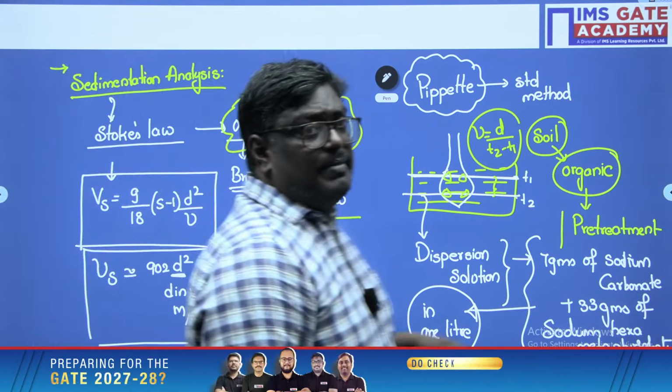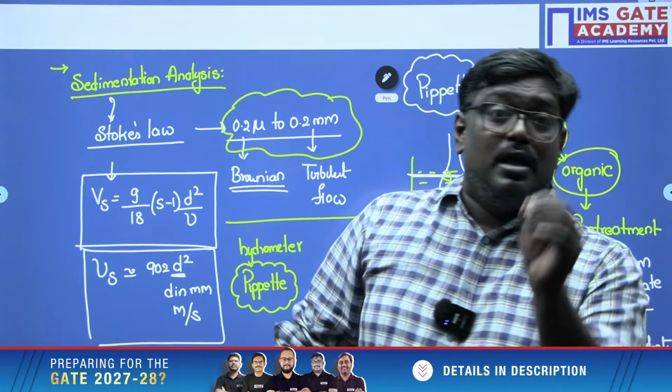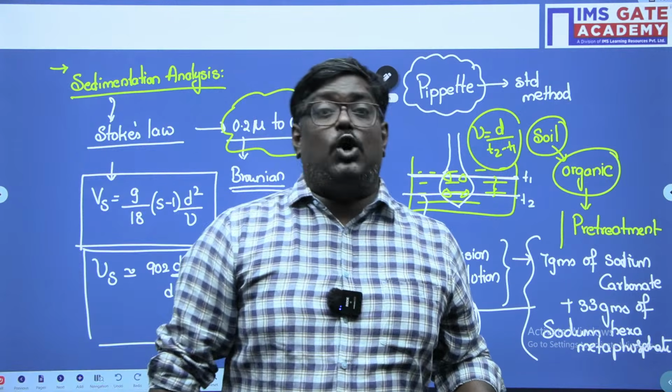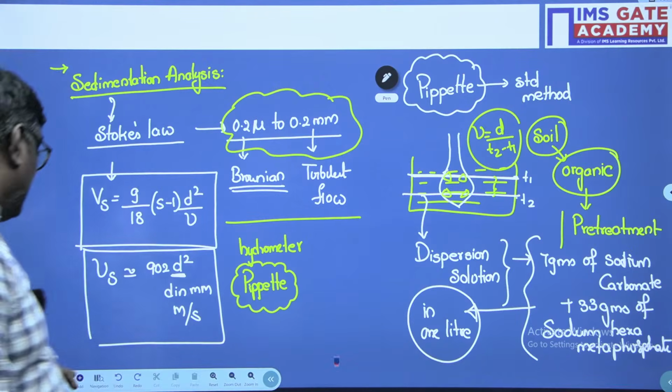The hydrometer method is similar to the pipette method, but corrections are important. Meniscus correction is always positive. Dispersion agent correction is always negative. These are the things you should remember in sedimentation analysis.